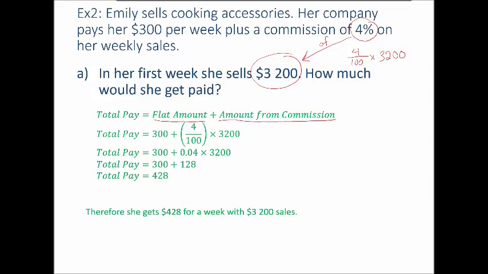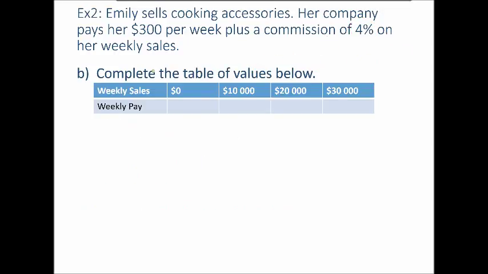So again, this is her first week. Maybe she's not selling as much as she could. So then we go on to setting up a table of values. So again, the first one, that's kind of the freebie. If she doesn't make any sales at all, all she gets is that $300. Now for the 10,000, we have a little bit more work to do. So she makes $10,000 of sales, how much does she actually get paid?